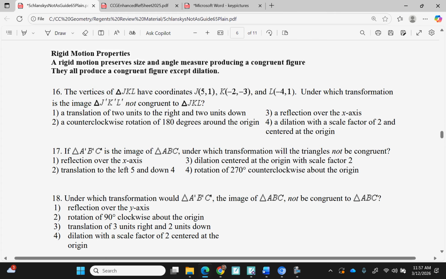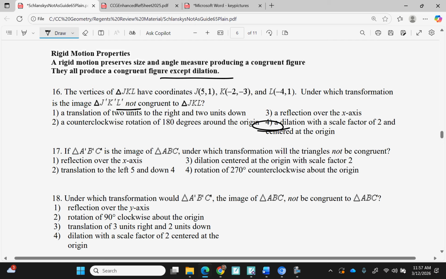Rigid motion properties. This is a really easy question, probably the easiest you can get. They all produce a congruent figure except for dilation. So if it ever says which is not congruent, the answer is going to be dilation. Now, again, that vertical and horizontal stretch, that's new to the curriculum. That would be an answer as well. Vertical stretch and horizontal stretch also do not produce a congruent figure, but that's not what has been asked. If it says which one is not congruent, it's dilation.